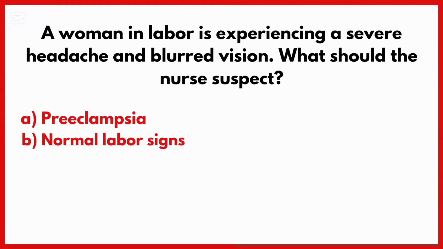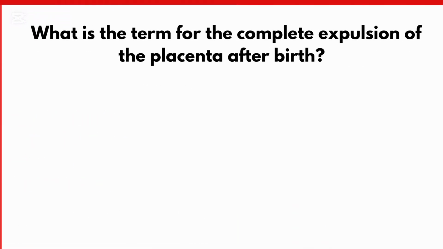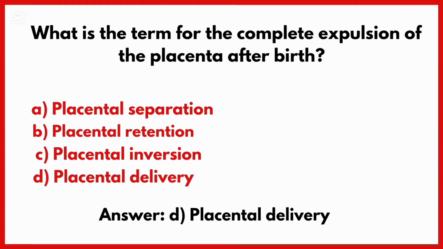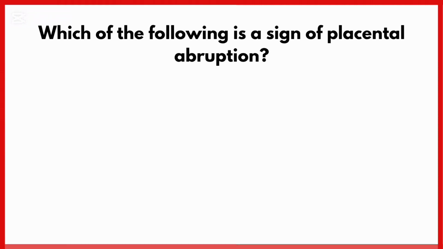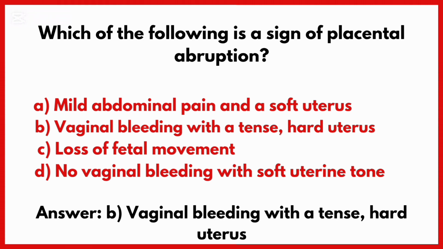A woman in labor is experiencing a severe headache and blurred vision. What should the nurse suspect? Correct answer is option A. Preeclampsia. What is the term for the complete expulsion of the placenta after birth? Correct answer is option D. Placental delivery. Which of the following is a sign of placental abruption? Correct answer is option B. Vaginal bleeding with a tense hard uterus.